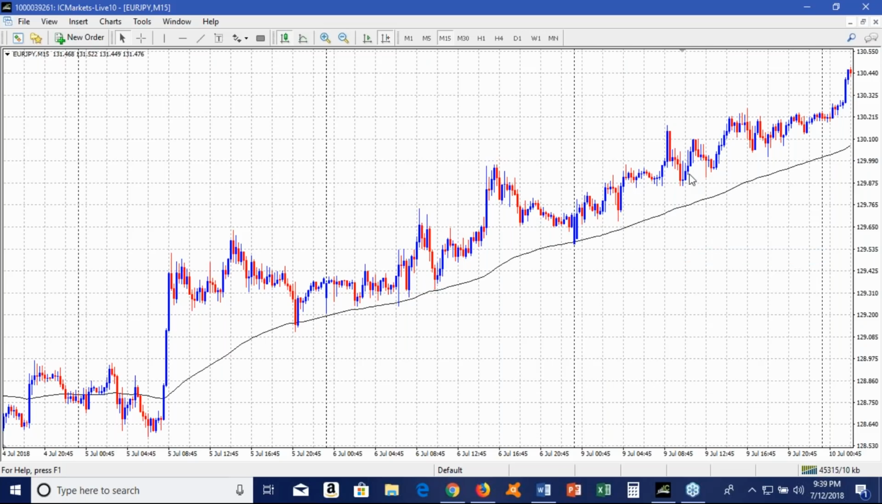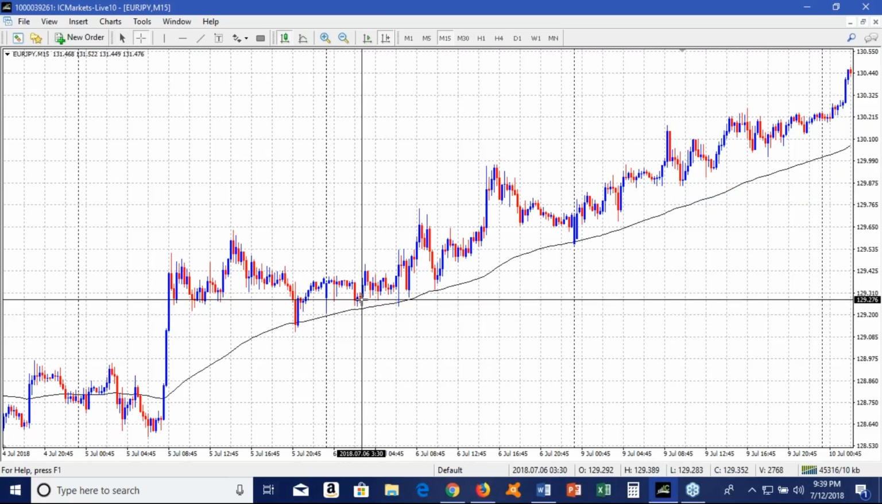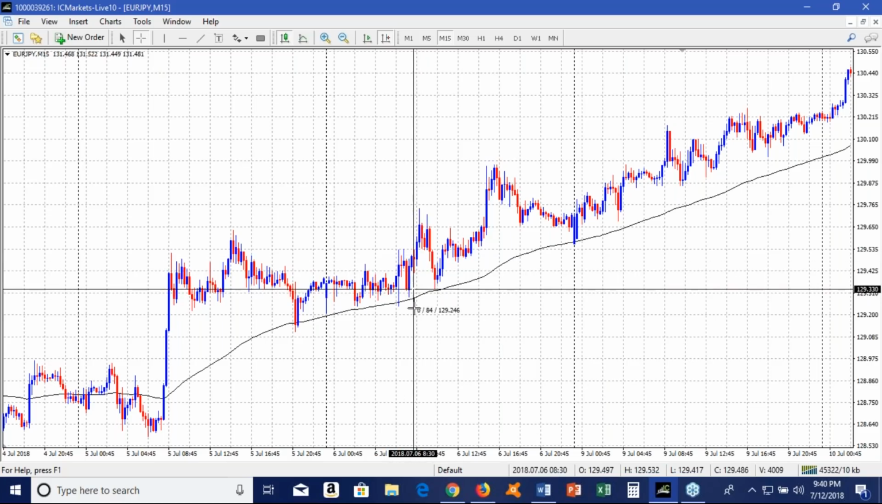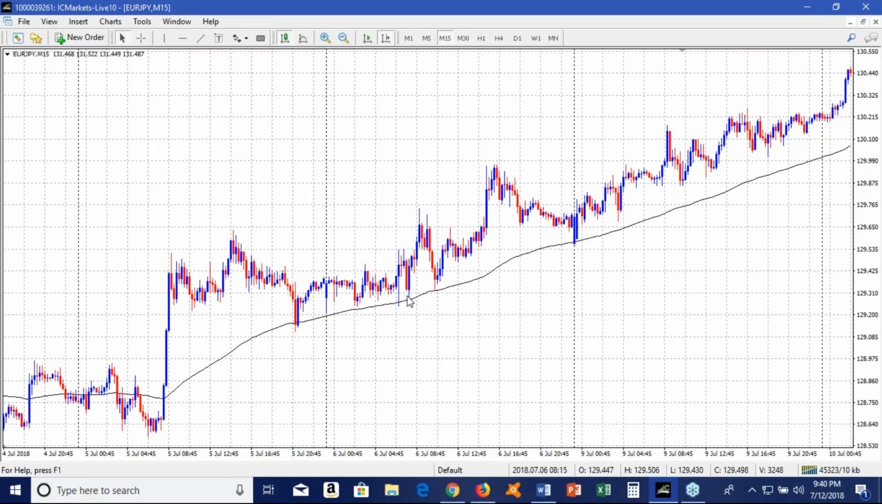And the beautiful thing with this is, let's just say I take the chance here, this is a 10 pip stop loss. If I put my stop loss right below the EMA, it's a 5 pip stop loss. Going again, this is a 10 pip stop loss. If I put my stop loss right below the EMA, this is a 6 pip stop loss. Risk to reward, my friend.